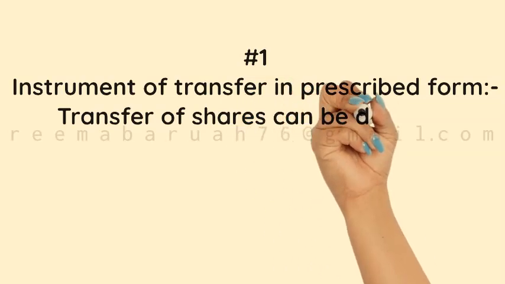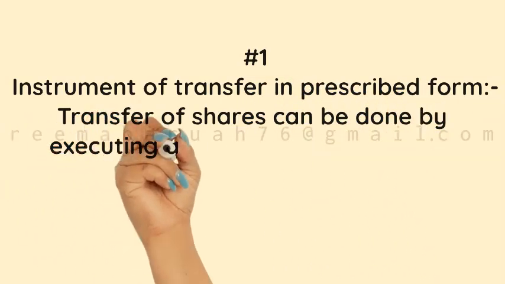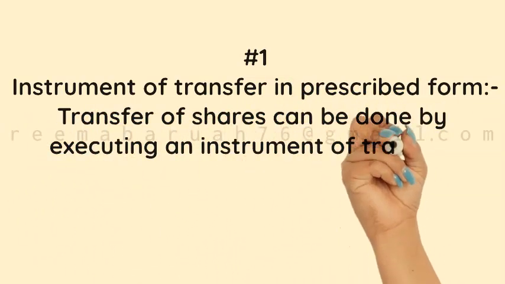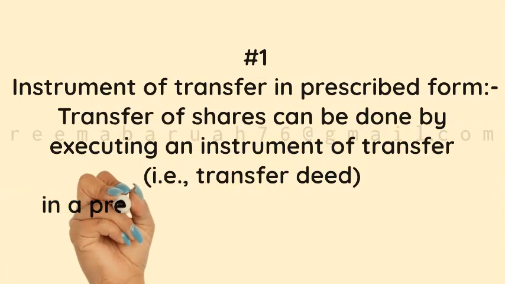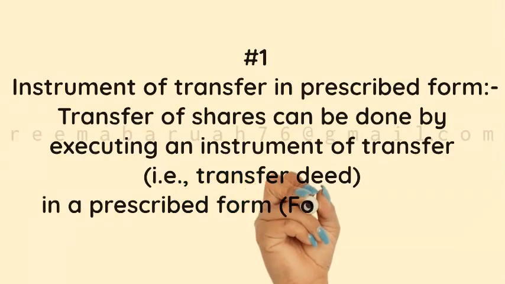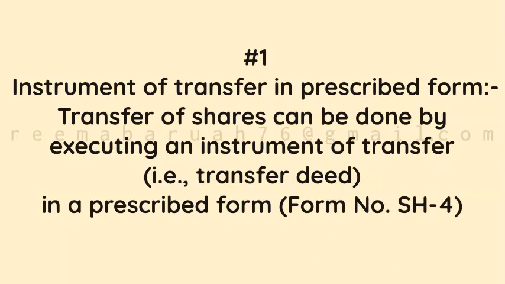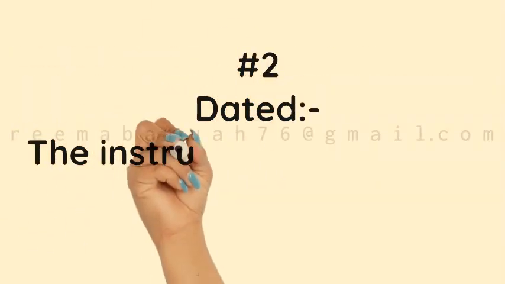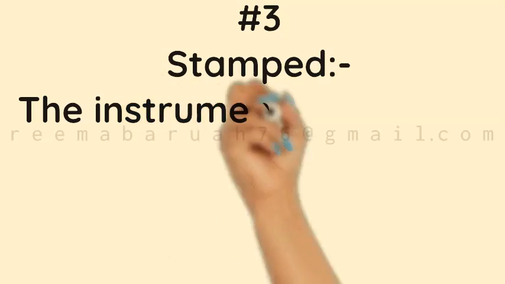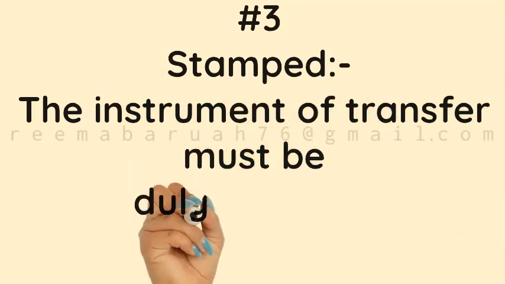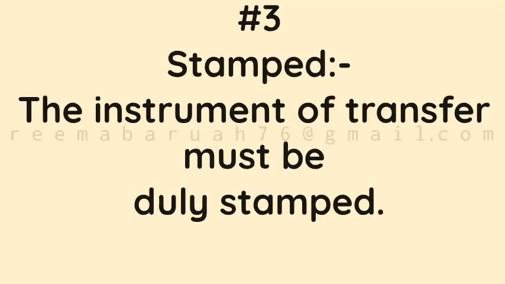Transfer of shares can be done by executing an instrument of transfer, that is, transfer deed, in a prescribed form, form number SH4. Dated. The instrument of transfer must be dated. Stamped. The instrument of transfer must be duly stamped.